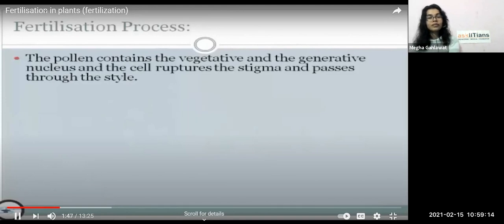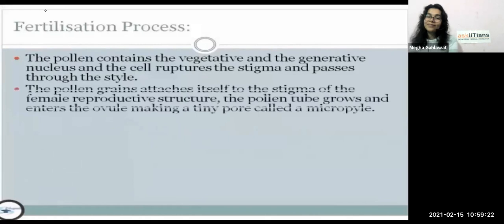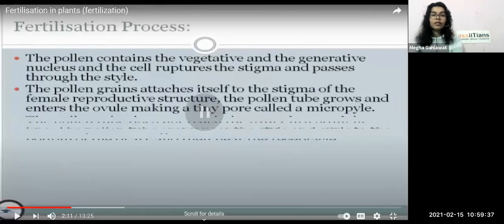The pollen contains the vegetative and the generative nucleus, and the cell ruptures the stigma and passes through the style. The pollen grains attaches itself to the stigma of the female reproductive structure. The pollen tube grows and enters the ovule, making a tiny pore called micropyle.